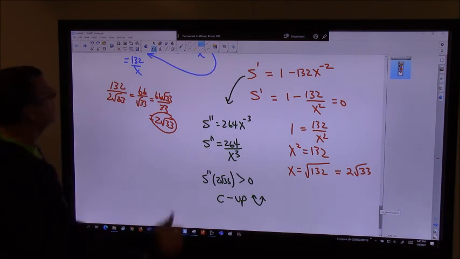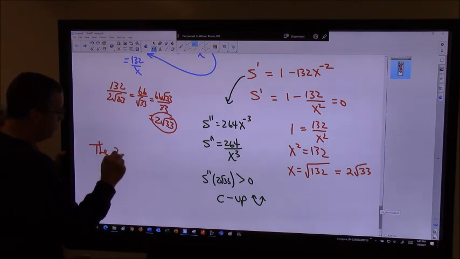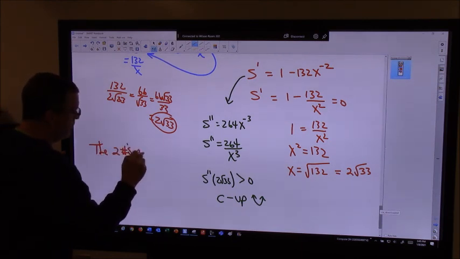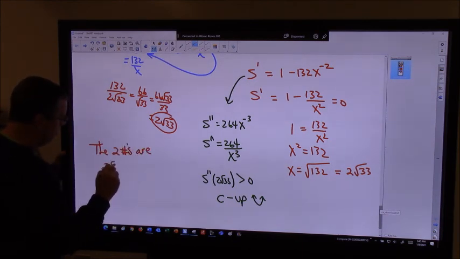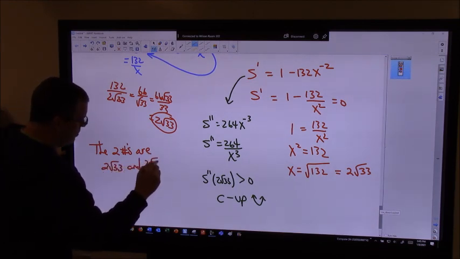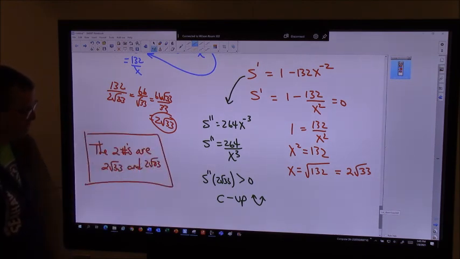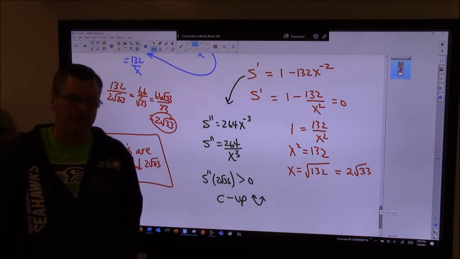All right? So now I can answer my question. The two numbers are 2 root 33 and 2 root 33. There's my answer to that problem. All right, there it is.